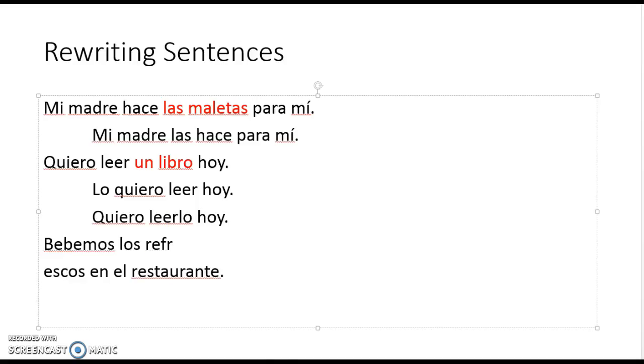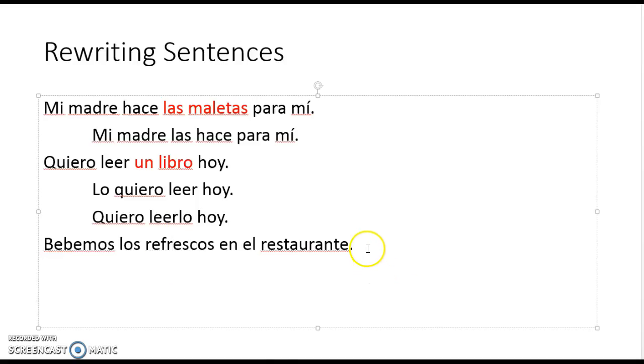Last but not least, we have the sentence, bebemos los refrescos en el restaurante. So what do we drink? The soft drinks. So that's going to be the direct object. And we replace los refrescos con los. So los bebemos en el restaurante. And that is what you need to know about direct objects and direct object pronouns.